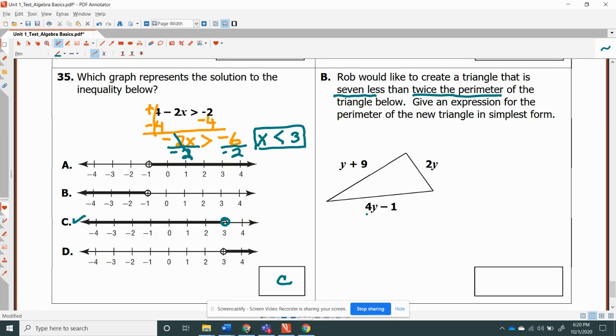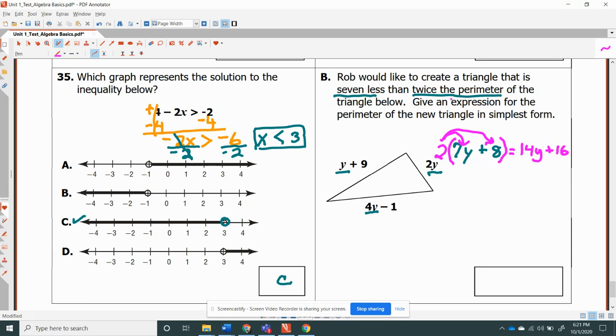So let's add up the y's. 4 and 2 make 6, and 1 more makes 7y. 9 minus 1 is 8, so 7y plus 8. Now we have to take all of that and multiply it by 2. I will use grouping symbols and the distributive property. 2 times 7y equals 14y. 2 times 8 is 16.